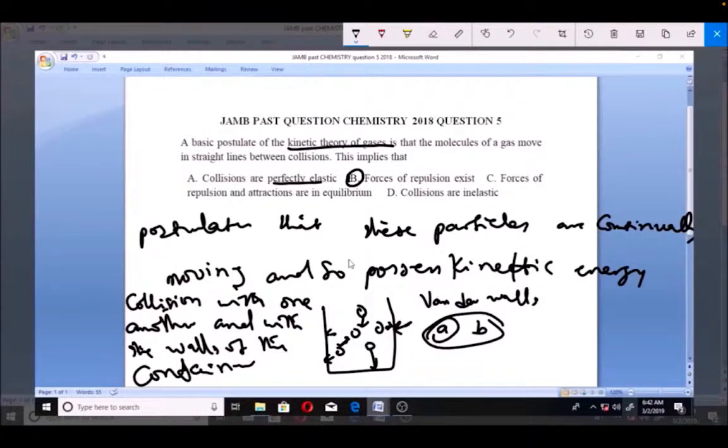But take note of the postulate or the statements of the kinetic theory of gases: that the gas particles are in continual motion, and so they possess kinetic energy. And as they are moving in this motion, they are colliding with one another and with the walls of the container. Thank you.